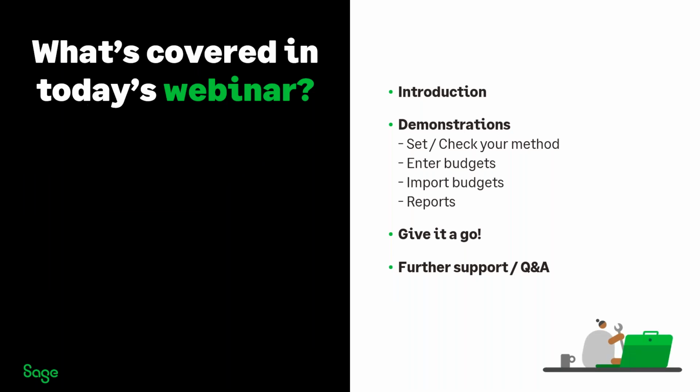Right, let's get stuck in then. So this is what we're going to be covering in this morning's session. We're going to start with a brief introduction to budgeting. We'll then run through and concentrate on demonstrations within the software. So how you can set and check your methods, how you go about entering budgets under the standard method, how you can import budgets. Some of you might prepare budgets outside of Sage and want to bring those in. And of course, we'll touch on reports as well.